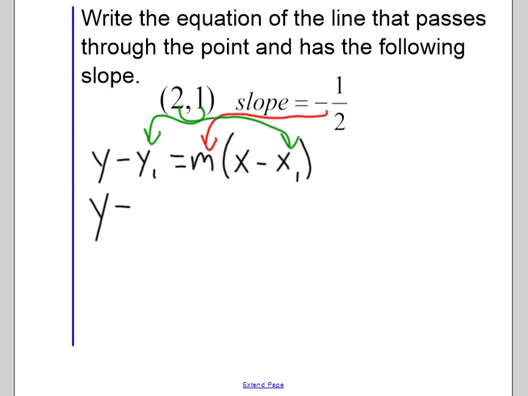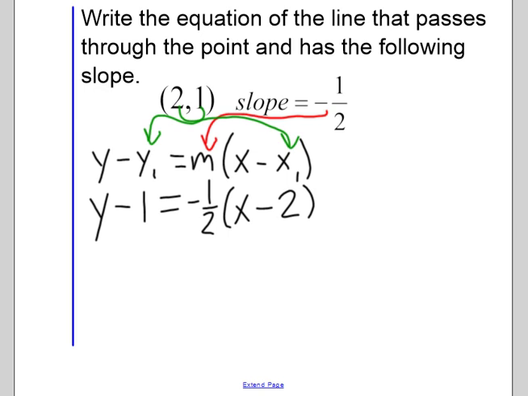So now it's y minus 1. I don't put +1. I know it's a +1 in the coordinate, but remember the formula already has a minus sign. We don't change that into a plus unless we're bringing another negative because 2 negatives make a positive. So y minus 1 equals -1/2, there's the slope plugged in, times x minus x1, which is 2.